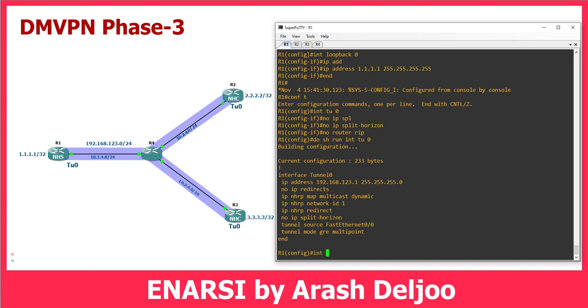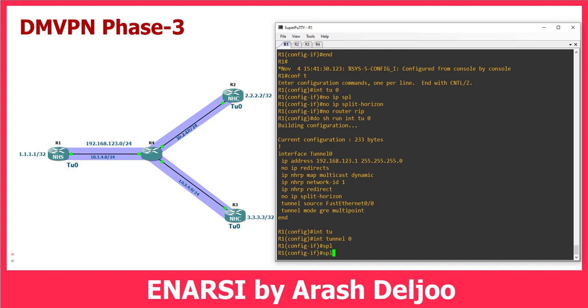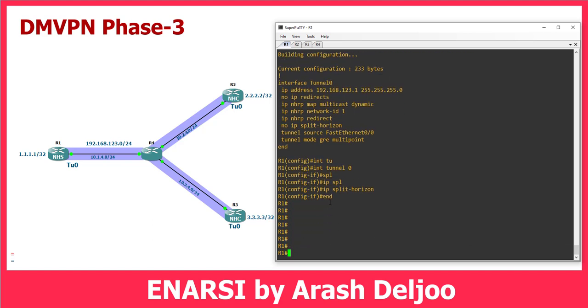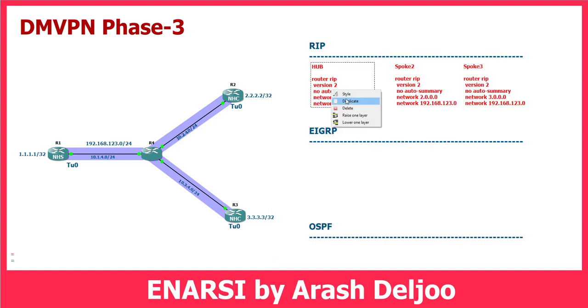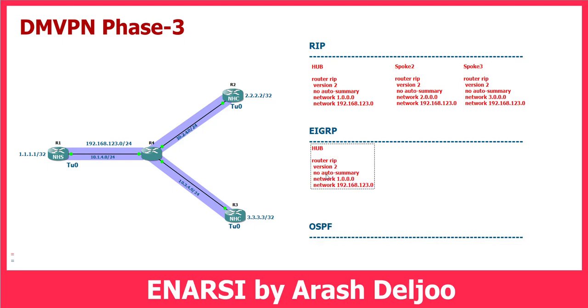Let me disable it, interface tunnel 0. Okay, we can configure IP split horizon. That's it. Okay, now we don't have any problem, only we don't have a routing protocol. Let me configure EIGRP. You can configure EIGRP with both methods. First, let me configure EIGRP with the named method, okay, the newer method.